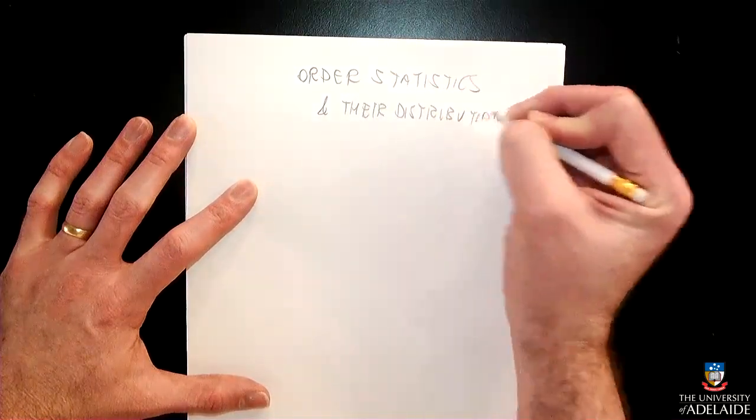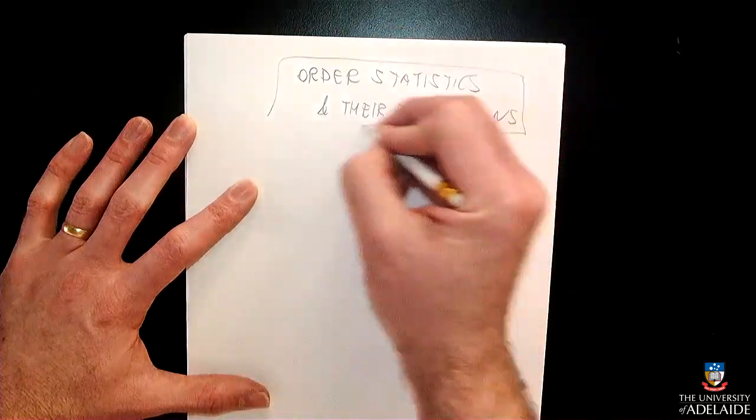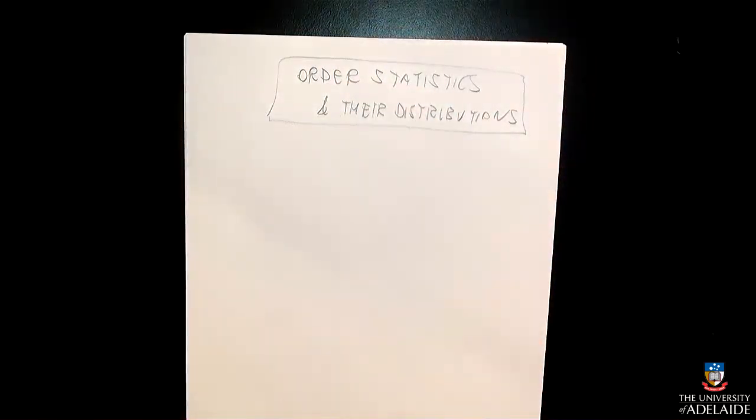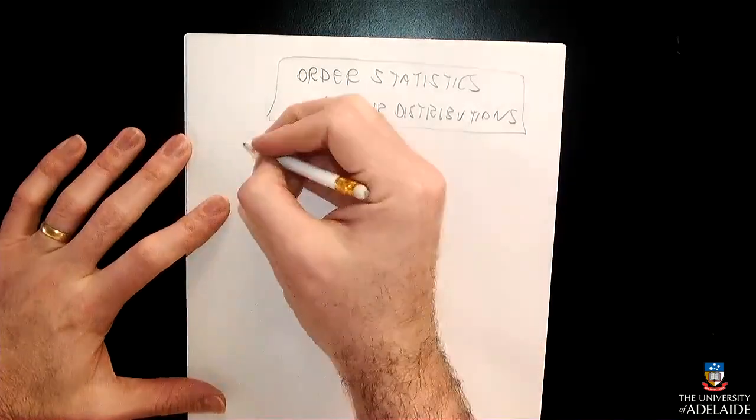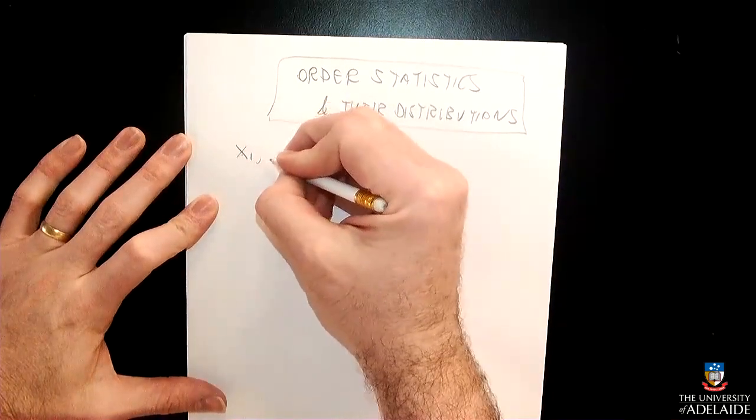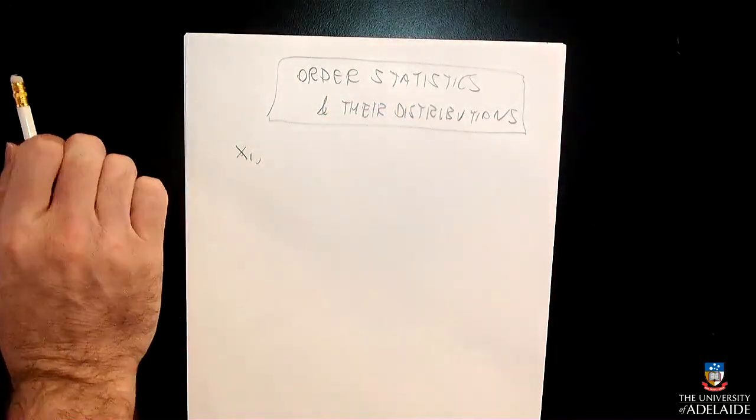Order statistics. I suspect the concept of them is probably not the problem, it's the distributions of them that's the problem. But let's think about it. So my understanding of this goes is that you have, does your lecturer use Y instead of X?